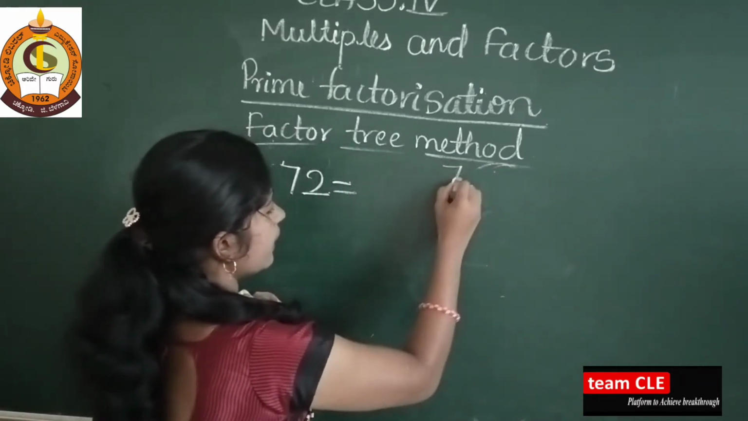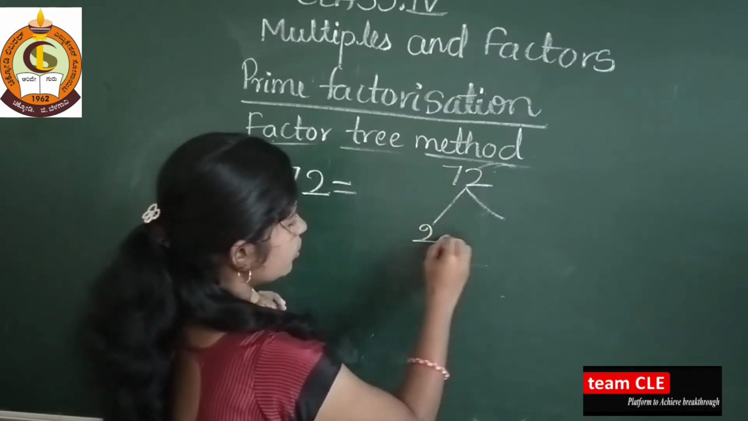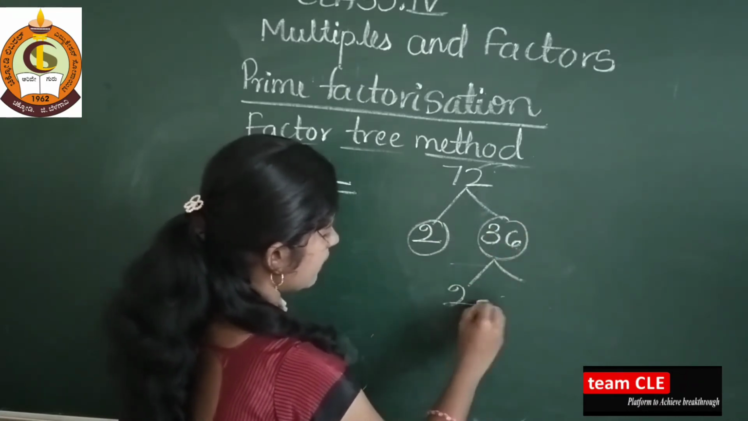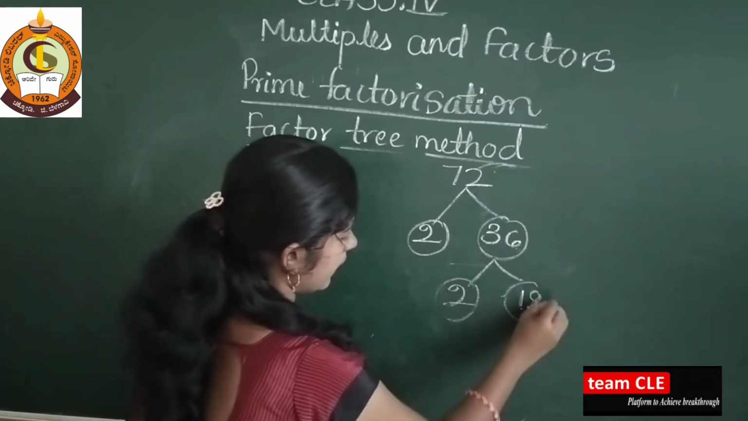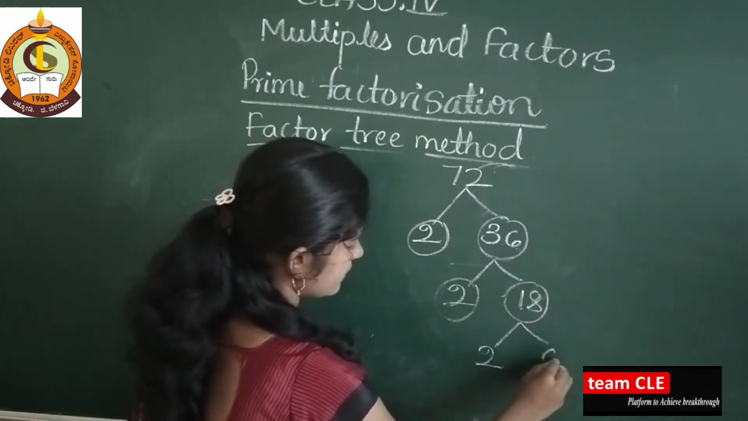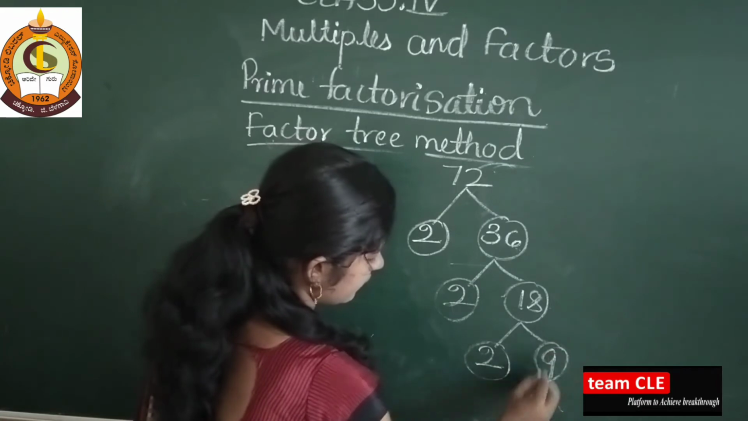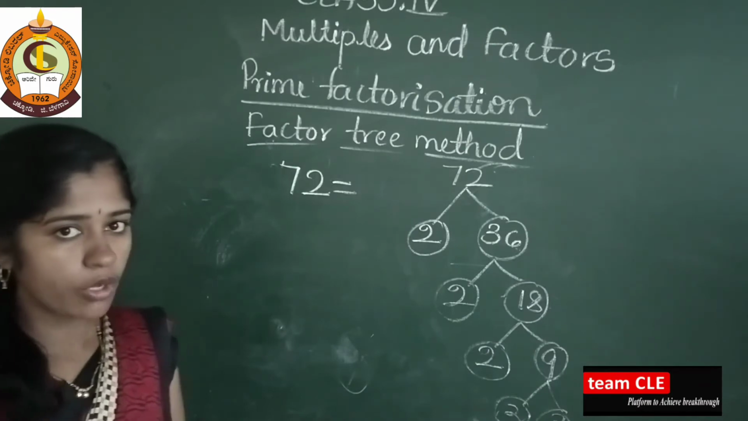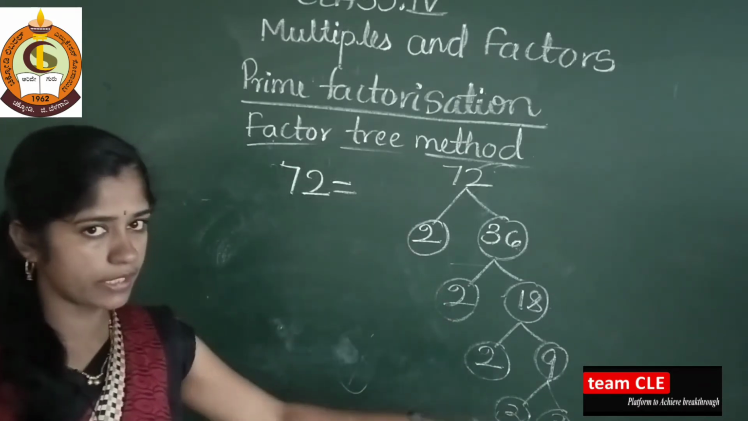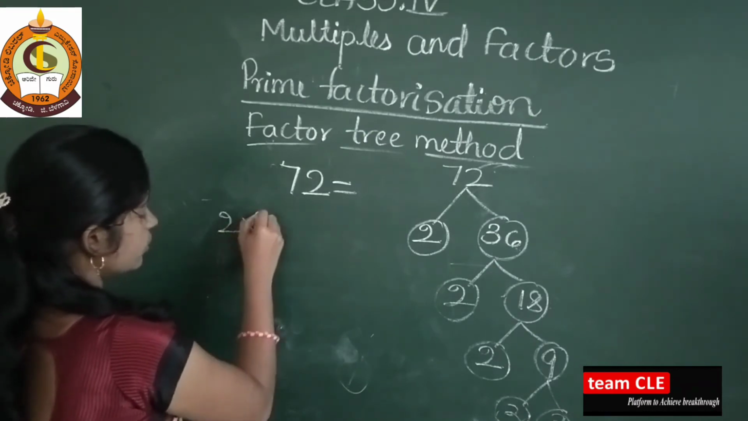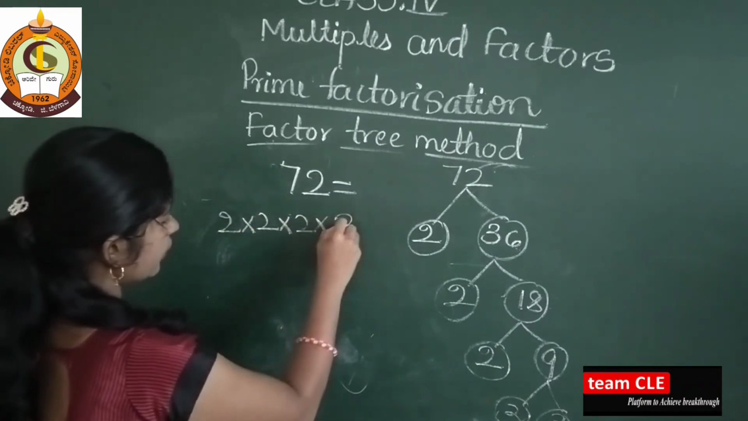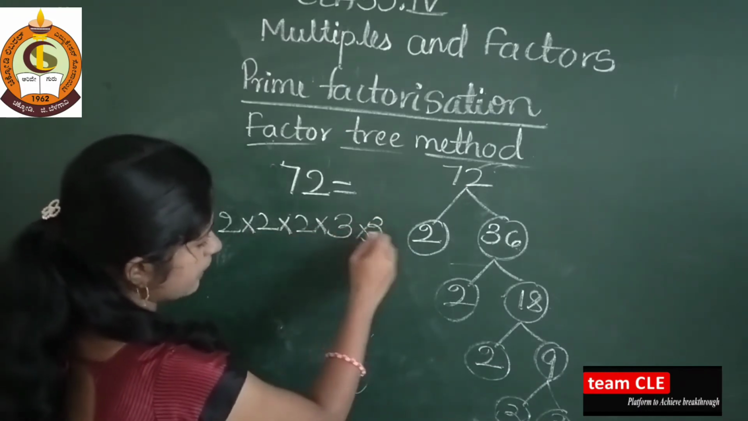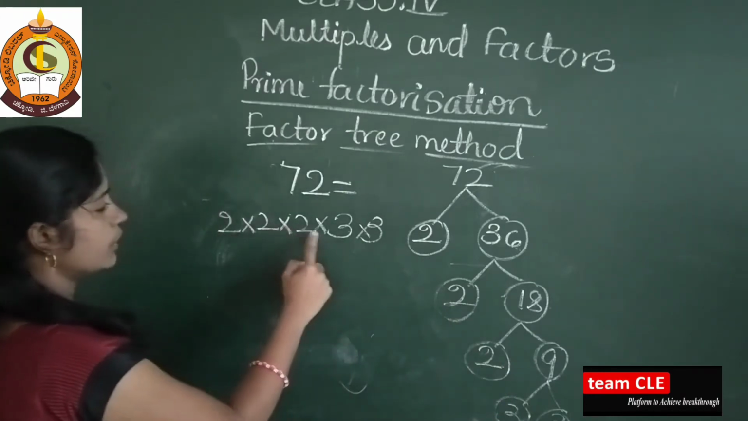See here. Here you take 72. 72 is there in 2 36s are. Next 36 is there in 2 18s are. Again 18 is there in 2 9s are. Again 9 is there in 3 3s are. So here stop, because I got all prime numbers: 2, 2, 2, 3, 3. So here you take 2 into 2 into 2 into 3 into 3. Count: 1 2 3, and here two 3s are there, 1 2 3 4 5.